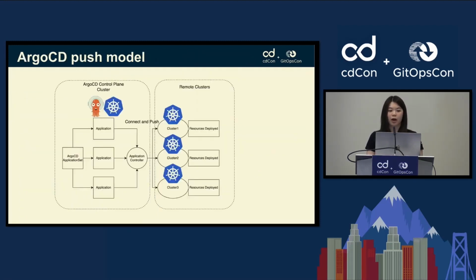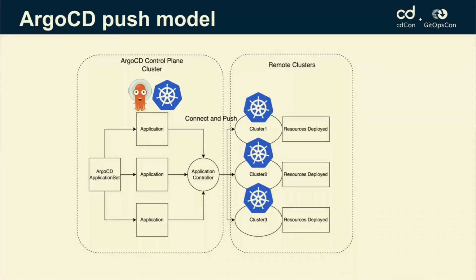As of today, ArgoCD mostly just uses the push model, which is quite simple. On your hub cluster, you get your ArgoCD operator, and it's going to create an ApplicationSet that generates a set of applications. ArgoCD's application controller will then connect to the remote cluster and deploy the resources from the application to the remote clusters. So it's just one way, from the hub to the managed clusters.